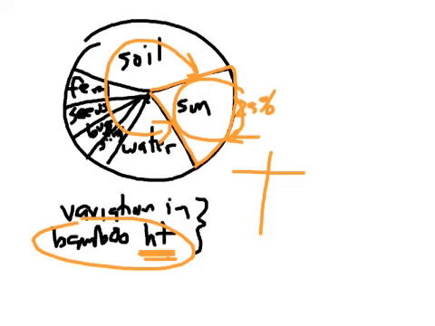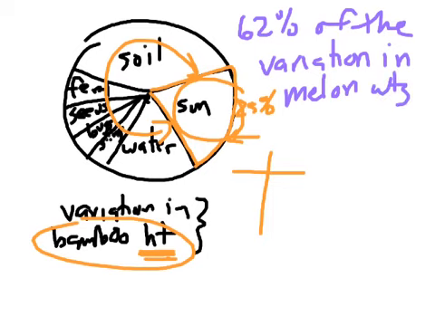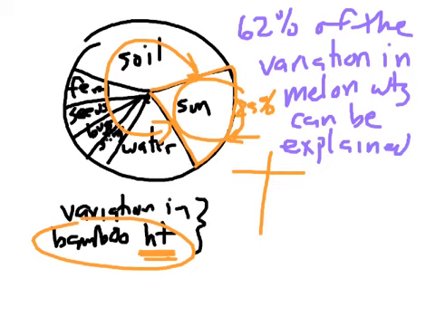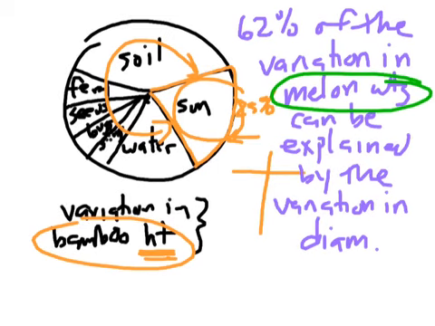62% of the variation in, okay, let me write it again. 62% of the variation in melon weights can be explained by the variation in diameter. So if you imagine what the different factors are, just like I said here, there are different factors that control the height of bamboo. Aren't there a bunch? So 60% of the variation in melon weights can be controlled by the variation in diameter.